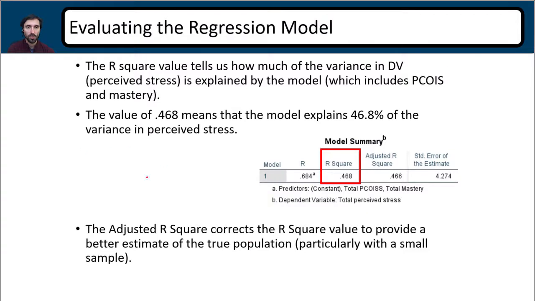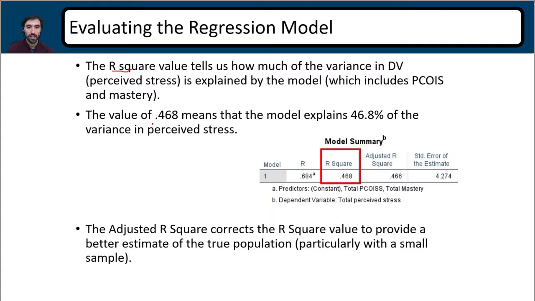Our descriptives. When we run our regression, we are again going to get our R value, and this is going to tell us how much of the variance in our perceived stress can be explained by the model. And again, our model includes PCOIS and mastery. So our model can change. Say for the other example I had of grades and reading and writing scores, we can change that model by adding in another variable, right? So we're going to get a completely different answer.